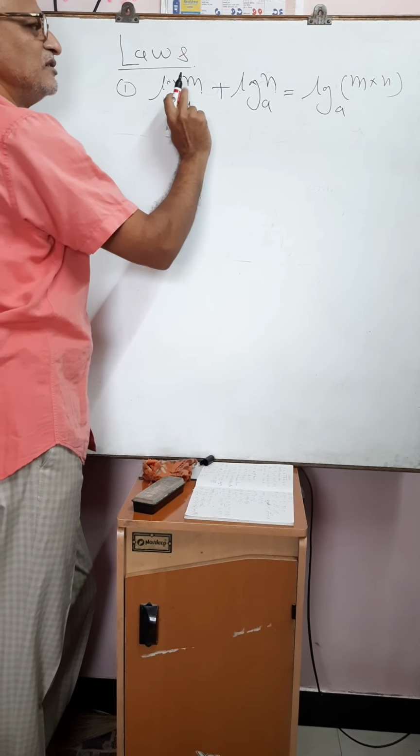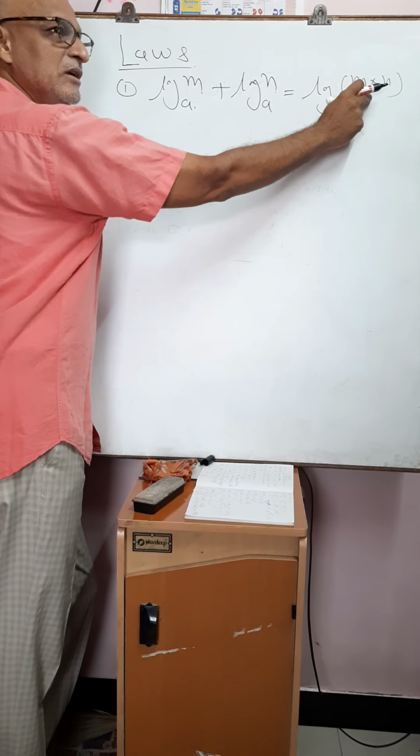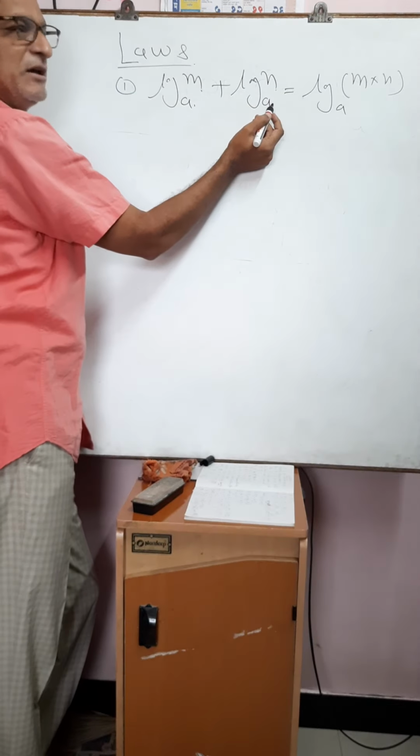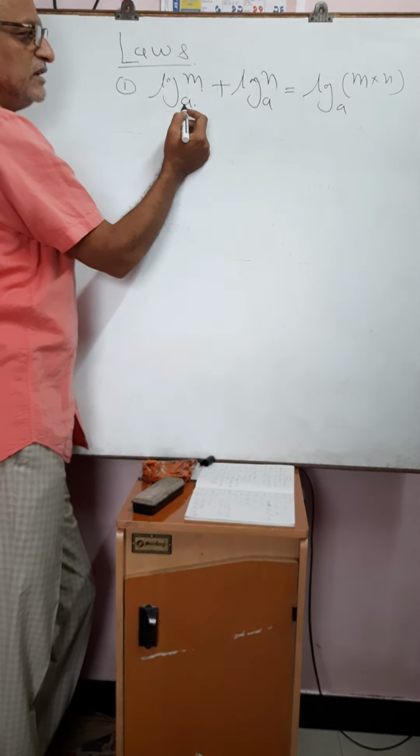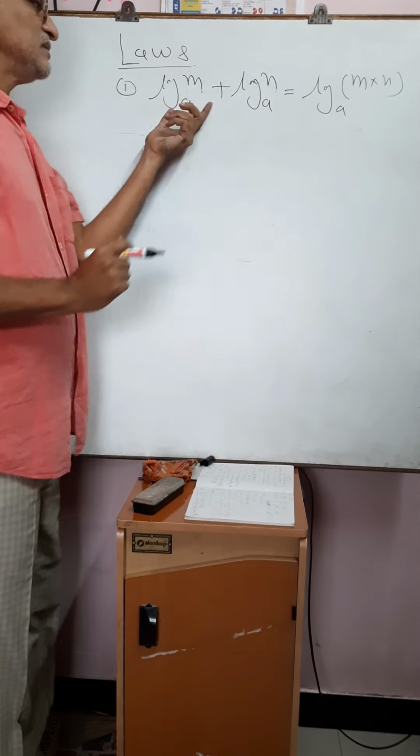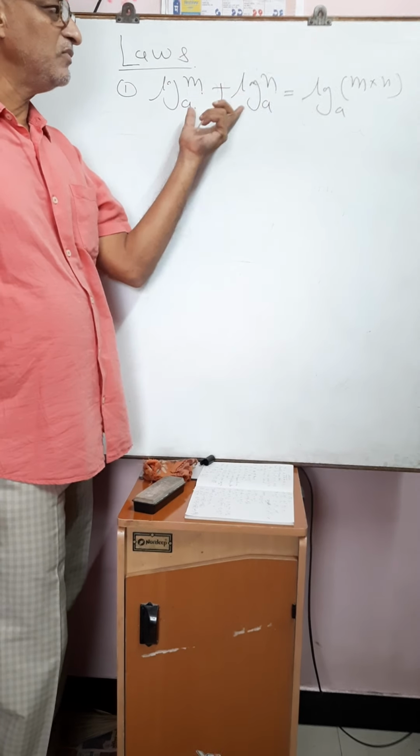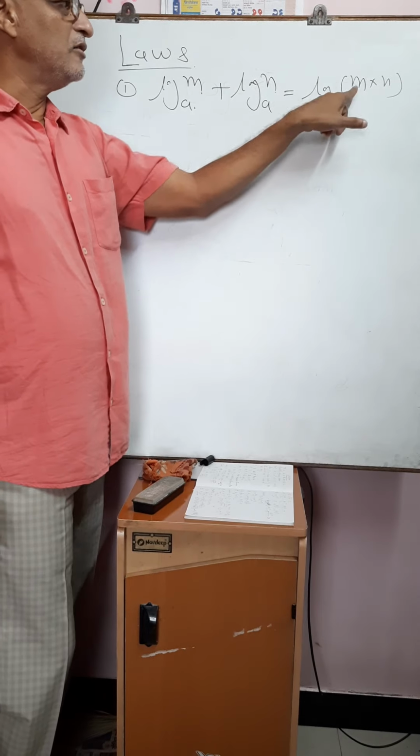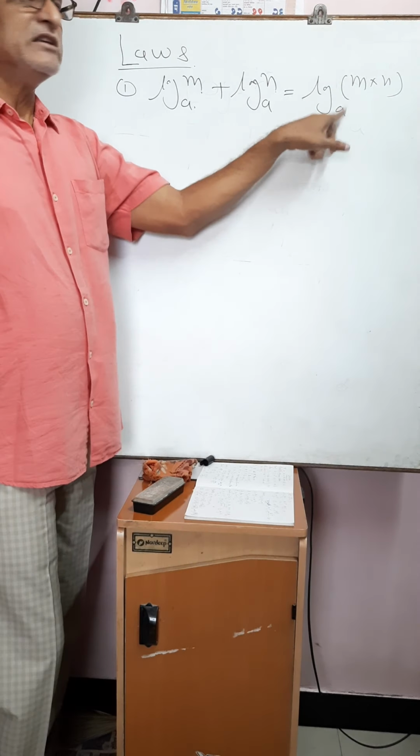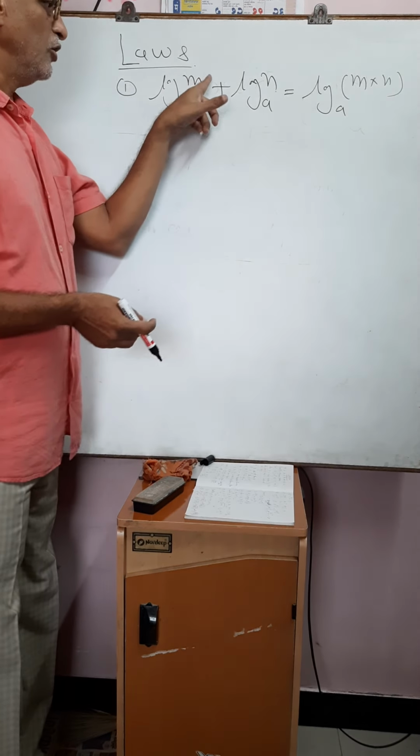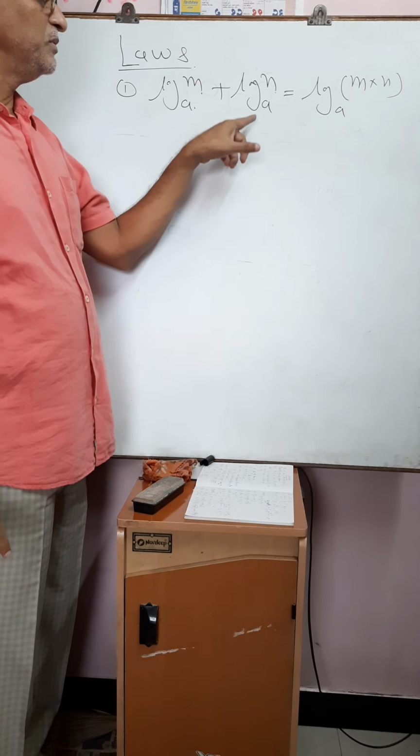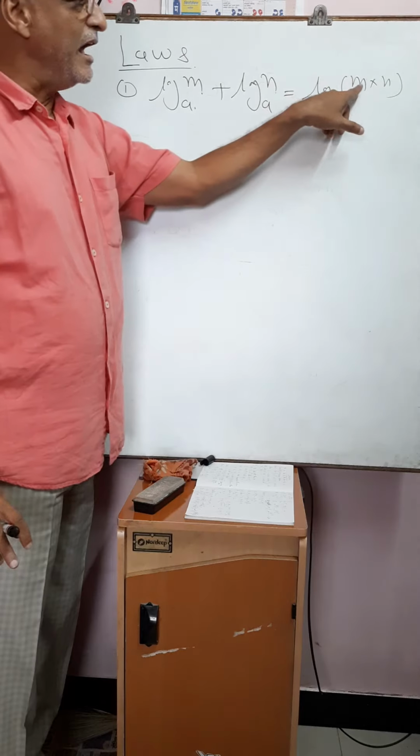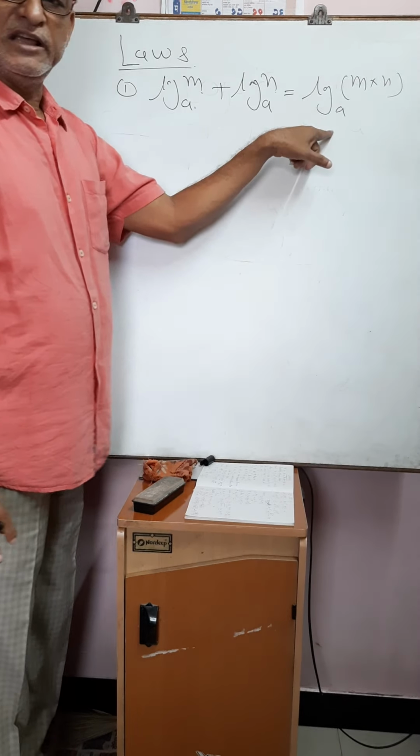That means addition converts into multiplication. But there is a condition. What is the condition? The bases must be the same. Here base is a and base is a. Since the base in both the terms is the same, therefore we can write it as log of m into n to the base a. Suppose there are three terms, log m to the base a plus log n to the base a plus log x to the base a. Then it will become log m into n into x to the base a.